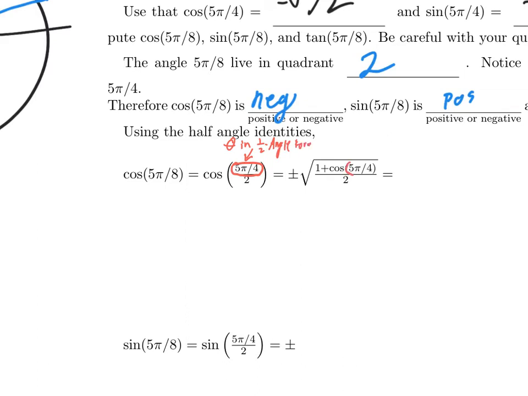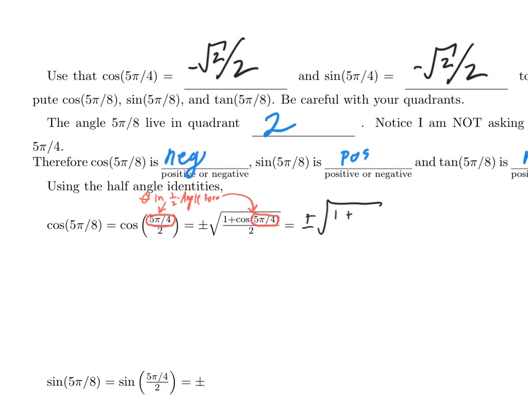And you see, there it is. There's the half angle formula for cosine. I've plugged that value in for theta. And now let's just go through it. So this will be plus or minus the square root of 1 plus, what's the cosine of 5 pi over 4? It's negative root 2 over 2. 1 plus negative radical 2 over 2, all over 2.